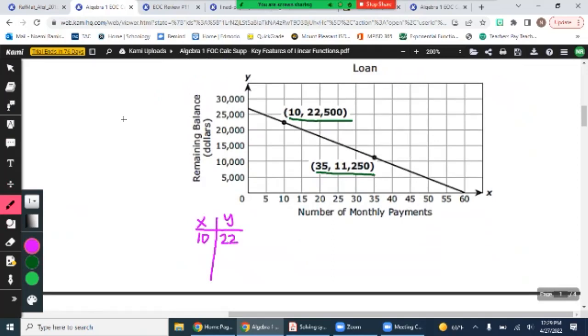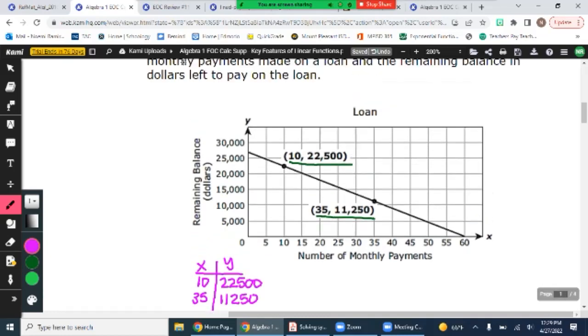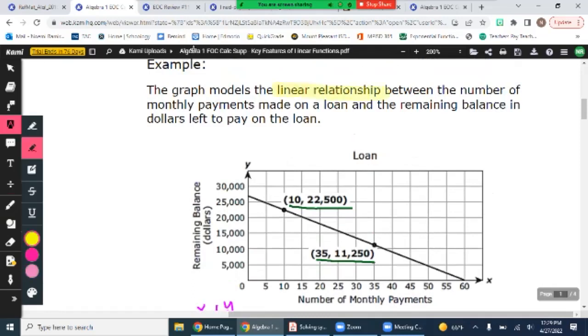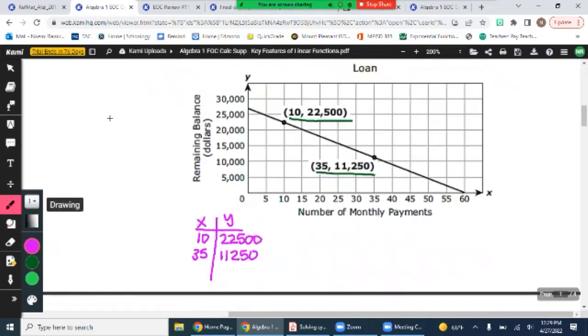10, 22,500. 35, 11,250. Okay. Now, because this is a straight line, you can physically see the straight line. It does say linear relationship, so make sure you highlight that as well. What feature are we going to use in stat calculate? 4. So I'm actually going to write the number 4 right here for lin regression.